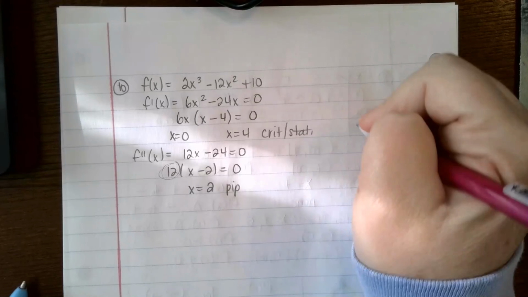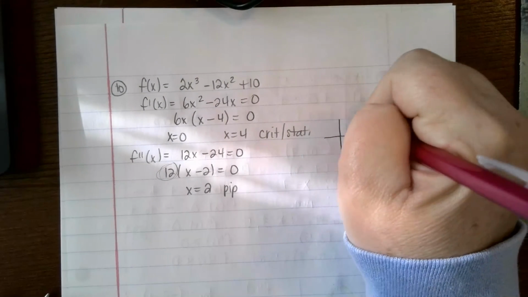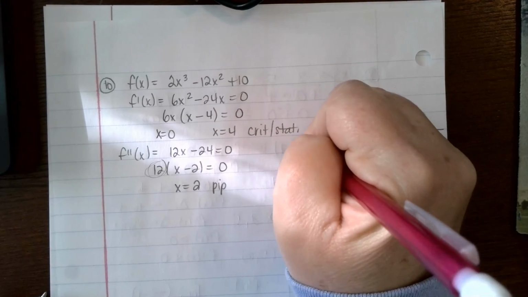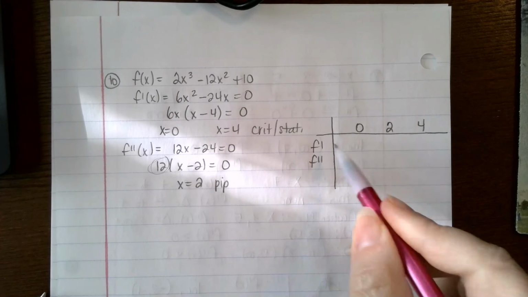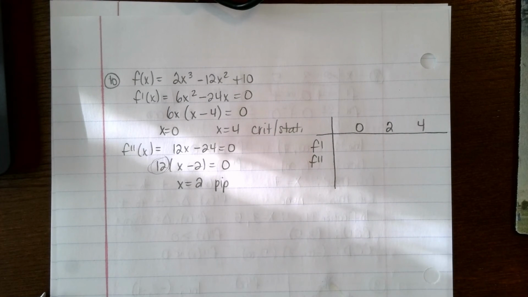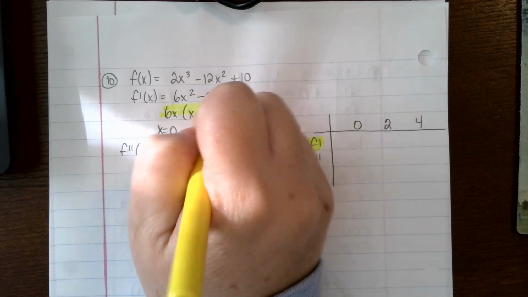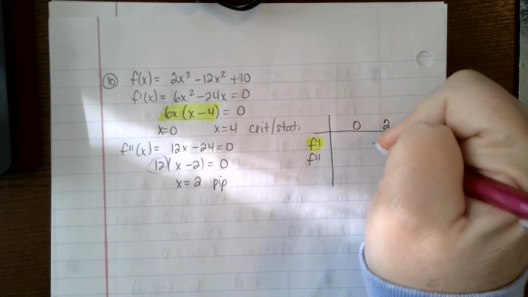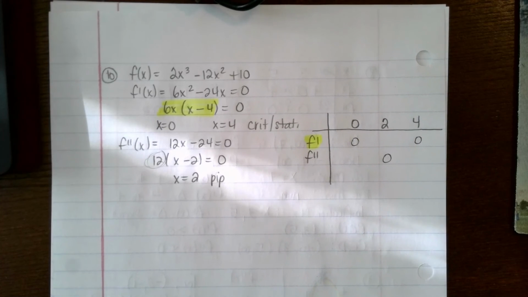So now I have all my pieces, I can make my table. Now, I haven't asked you to graph this thing. So since I haven't asked you to graph it, we don't care about the function. We just care about the first derivative and the second derivative. So we're going to plug things into the first derivative equation. The first derivative had zeros at 0 and 4. The second derivative had a 0 at 2.